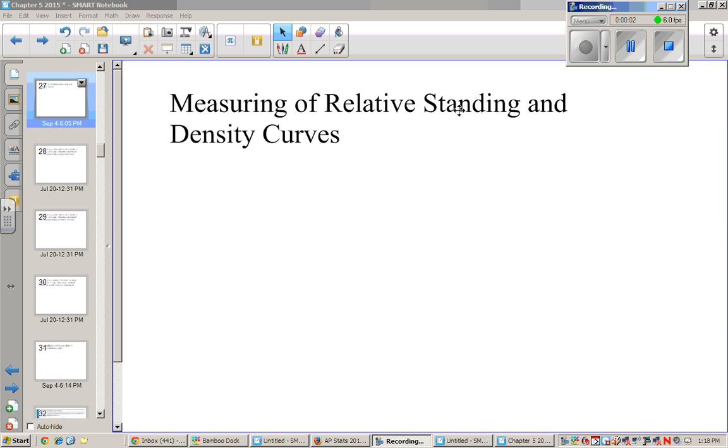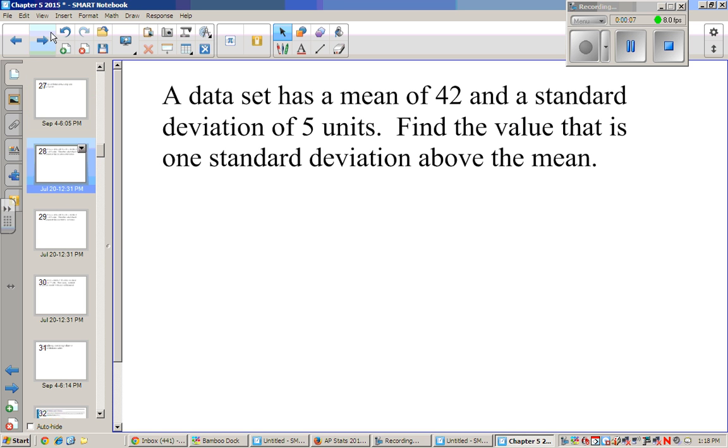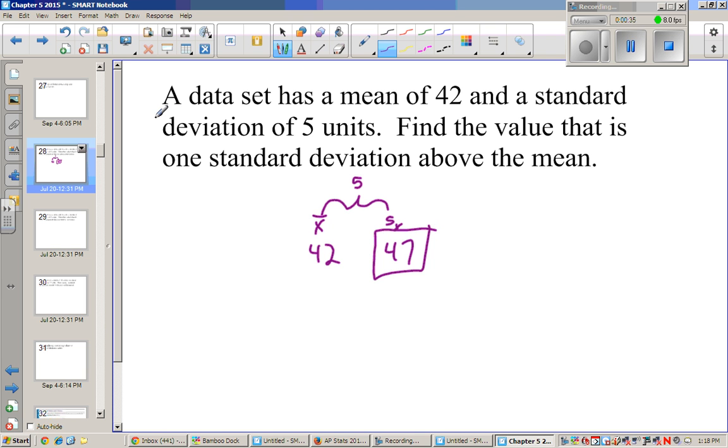Hello, today we're looking at measuring of relative standing and density curves. Here, if we have a data set where the mean is 42 and the standard deviation is 5 units, find the value that is 1 standard deviation above the mean. So we have a mean at 42. Standard deviation is 5 units away. And so that would be at 47. So 47 is the answer.